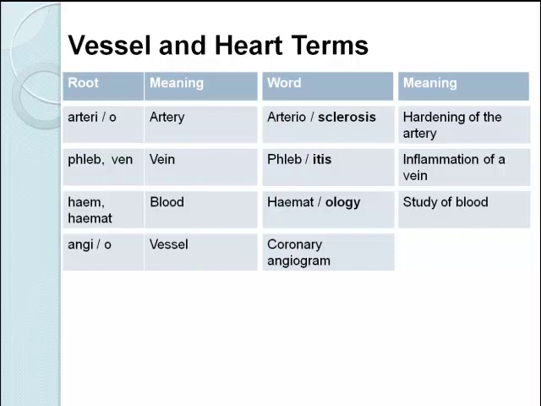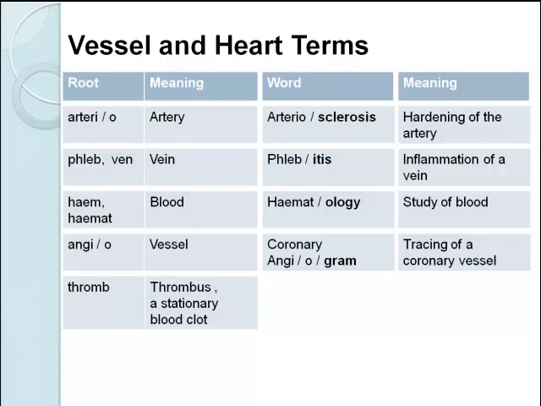So coronary angiogram, let's break it down. Angiogram. Gram is a tracing, angi is a vessel, so a coronary angiogram is a tracing of the vessels of the heart, or tracing of a coronary vessel.